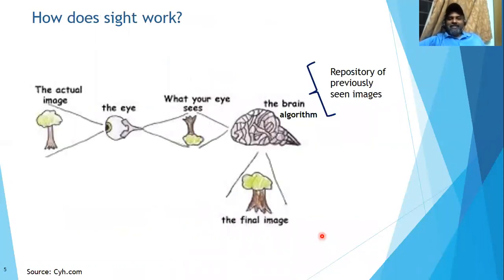Let's start with sight first. How does sight work? We see an image, essentially light rays travel from an object, they hit our eye which focuses them, and we get an inverted image on the retina. This is then carried by optical nerves to the brain, which somehow deciphers this to be an object like a tree. How does the brain do that? We call that an algorithm. So the brain has an algorithm which is really a repository of previously seen images. That's a simple algorithm that the brain uses.